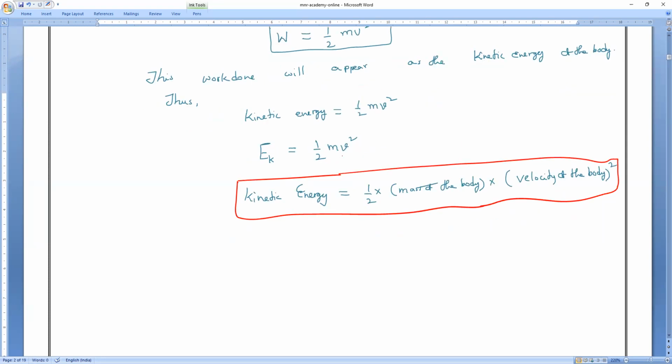Next, from the formula, forget about 1 by 2, it is a constant. So kinetic energy is directly proportional to mass, and kinetic energy is also directly proportional to square of velocity. These are the factors which will influence the kinetic energy, meaning it may increase or it may decrease. Please make sure if you have any doubt till here, you can ask.